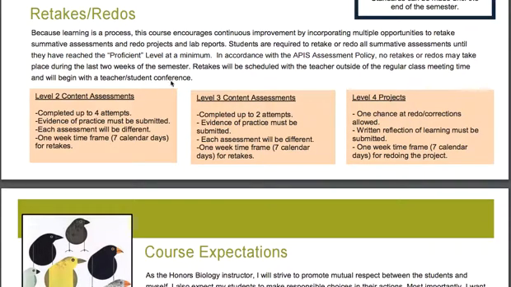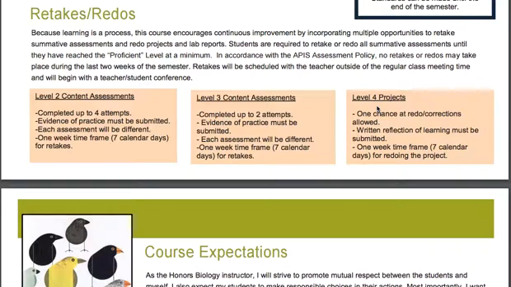You can read about the level 2, level 3, and level 4 assessments and how retakes and redos work down below. But the major idea that I want to make sure you understand is that summative assessments, again, need to be retaken or redone until you reach the proficient level. So I expect all students to at least have a B in class, because that would be the proficient level.